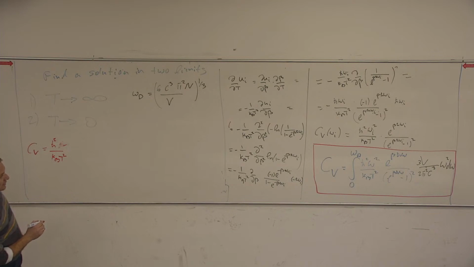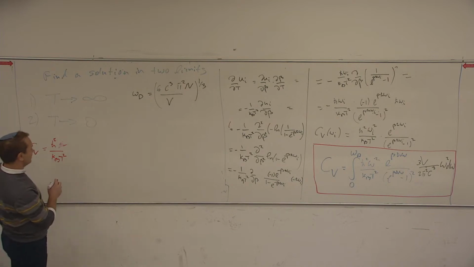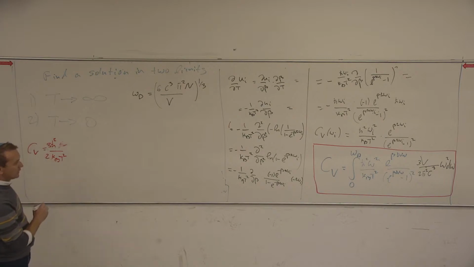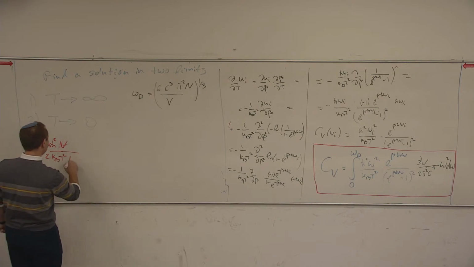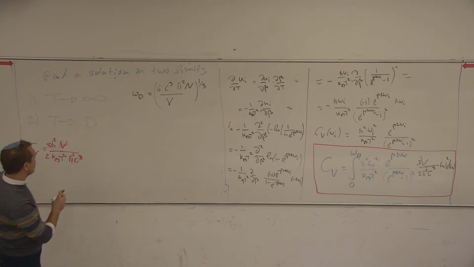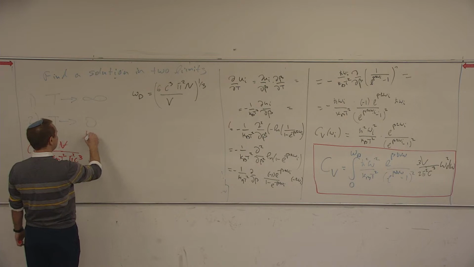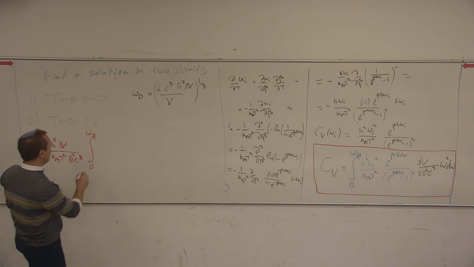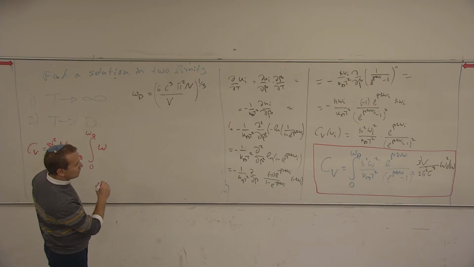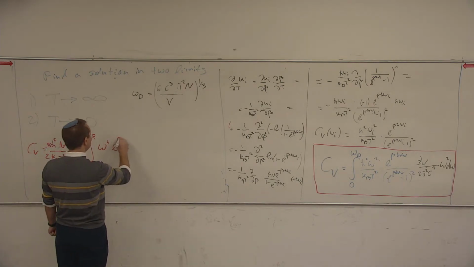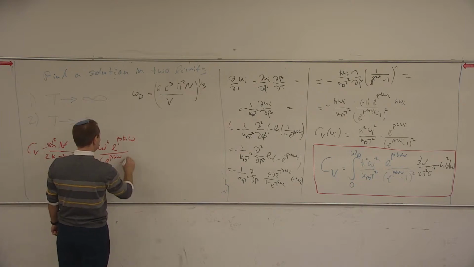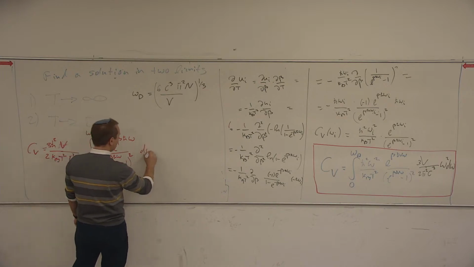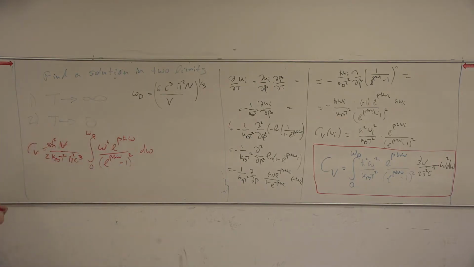What else do we have? 3V, 2, V over here. We have pi squared and c to the third. So what we are left with inside is an integral from 0 to omega_D pi. And here we have omega to which power? To the fourth. e to the beta h bar omega divided by e to the beta h bar omega minus 1 squared d omega.